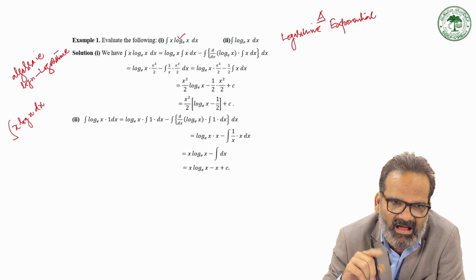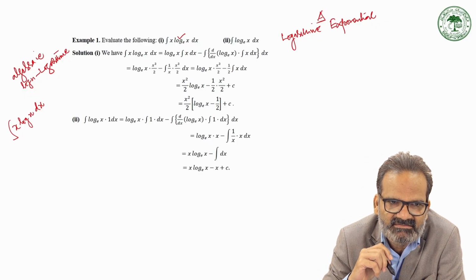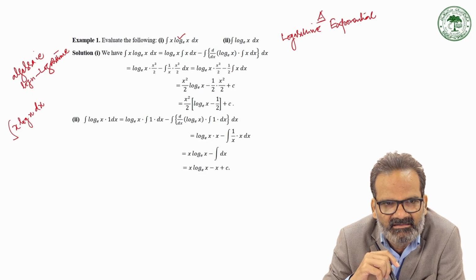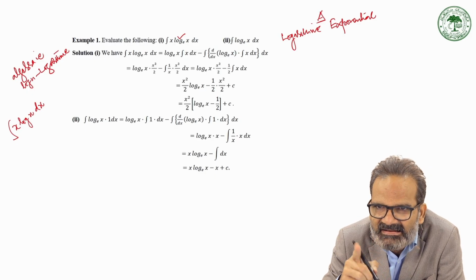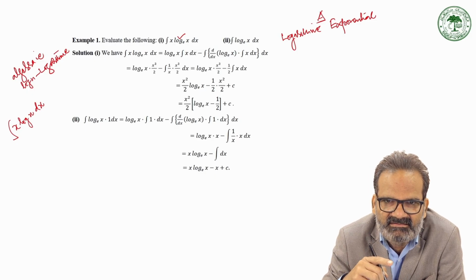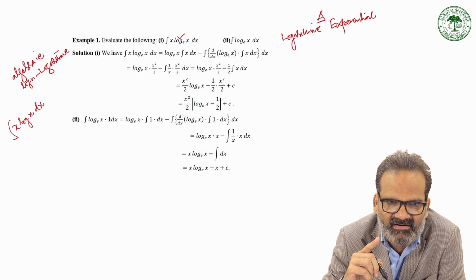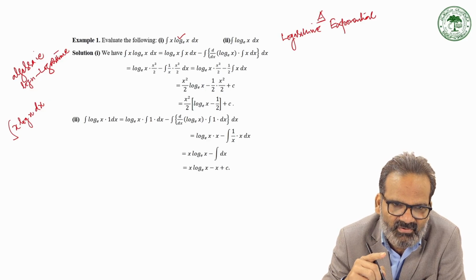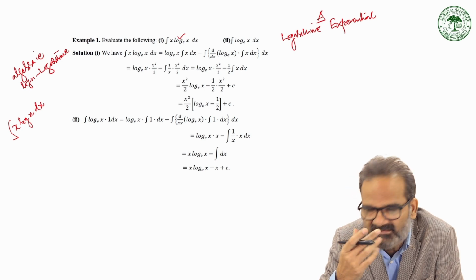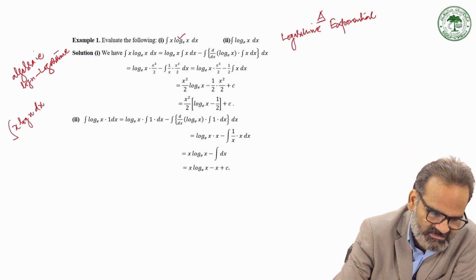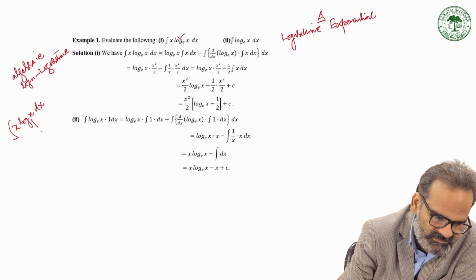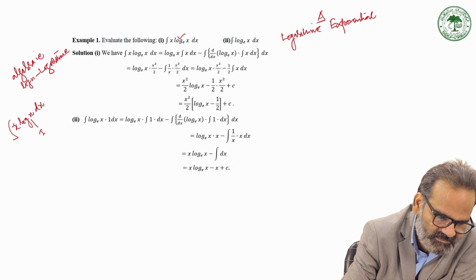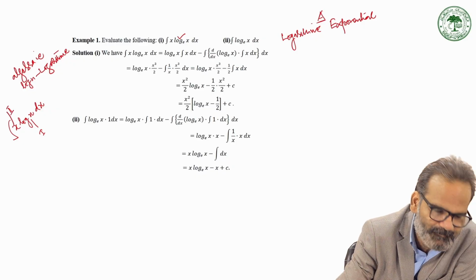So here we have the product of two functions, one is algebraic and the other is logarithmic. By the convention we have discussed, it allows us to choose log x as the first function, and naturally x will be considered as the second function. So we take log x as first and x as second function.